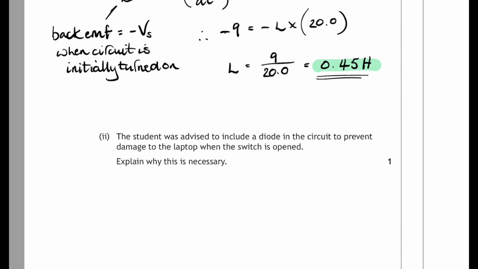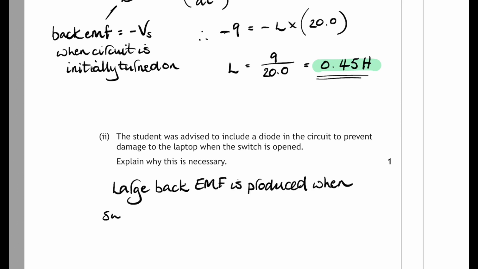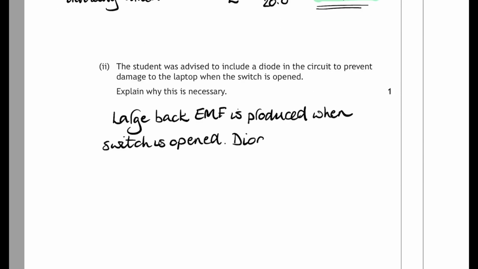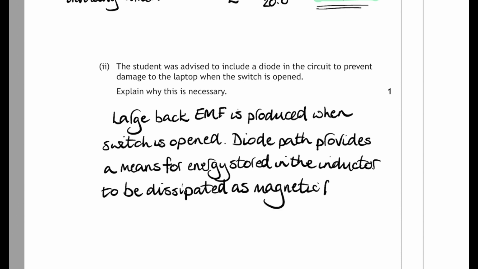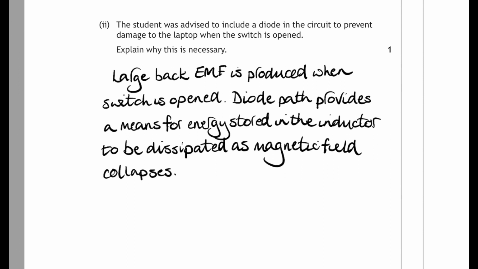prevent damage to the laptop when the switch was opened. Explain why this is necessary. Well, when the switch is opened, the magnetic field around the inductor will collapse, so a large back EMF is produced when the switch is open, and the diode path in the circuit provides a means for the energy stored in the inductor to be dissipated as the magnetic field around it collapses. Only one mark there.